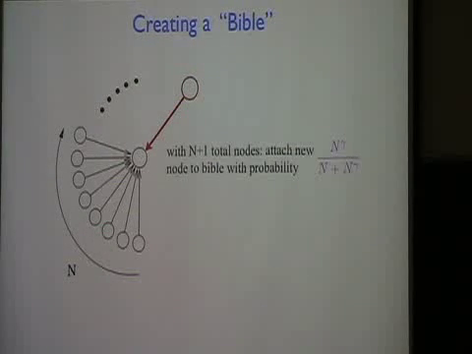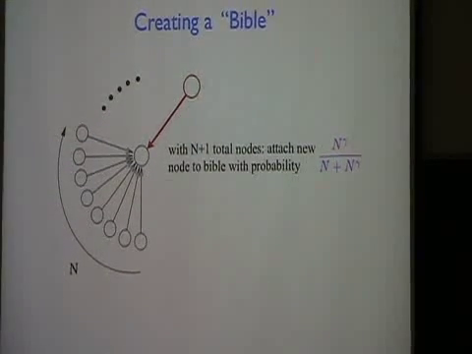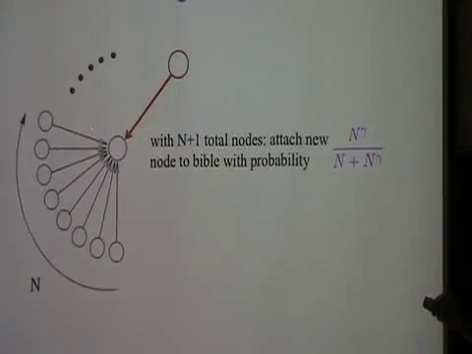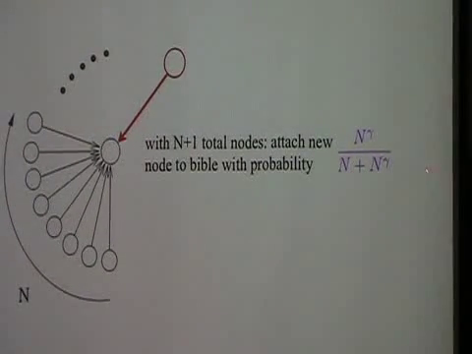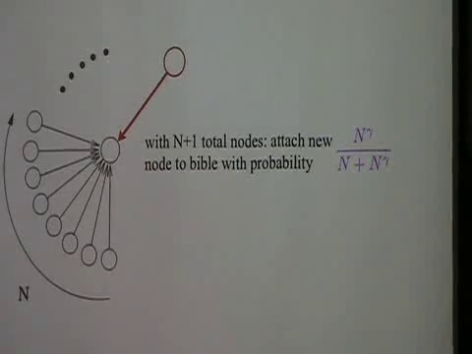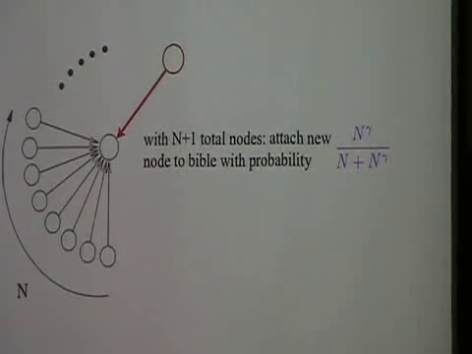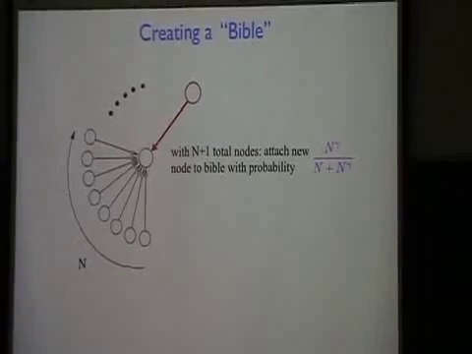And how does that happen? So if I have a total of n plus 1 nodes, then I have one Bible and n subsidiary nodes. Then I attach the new node to the Bible with the following probability. I attach to the Bible with probability equal to the degree of the Bible, which is n. And if the attachment rate is proportional to the gamma power of the degree, I attach to the Bible with probability n to the power gamma, and I have to divide by the total rate of attaching to anything. So this is the probability that at this stage of the process, this last paper attaches to the Bible.